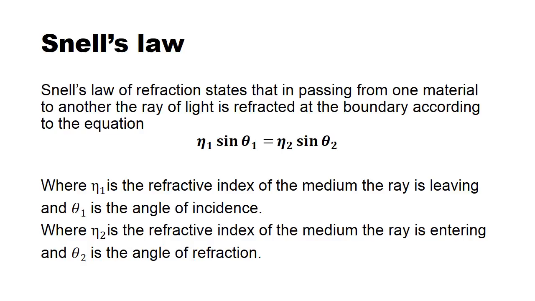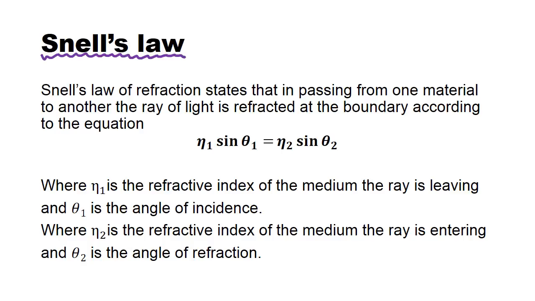What we haven't looked at is exactly how much it will be bent or refracted towards or away from the normal. Snell's law now allows us to take this idea or concept of it getting bent towards or away from the normal and actually calculate the angle of refraction that you'll get depending on the angle of incidence. Snell's law of refraction states that in passing from one material to another, the ray of light is refracted at the boundary according to the equation.